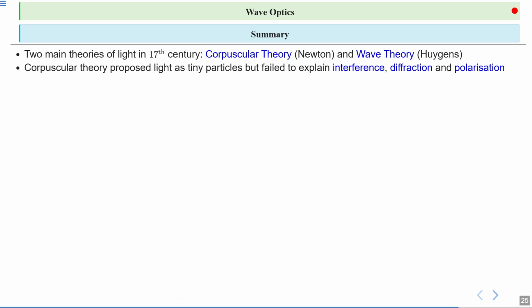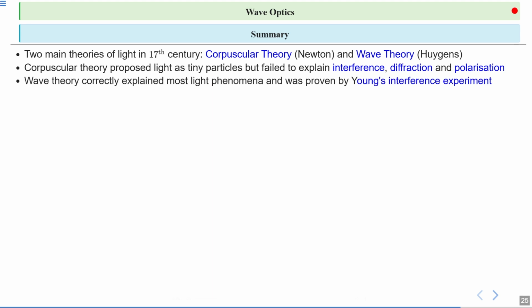The corpuscular theory proposed by Newton suggested that light consists of tiny particles. However, this theory struggled to explain certain phenomena like interference, diffraction, and polarization. In contrast, the wave theory proposed by Huygens provided an explanation for many light phenomena. This theory was validated by Young's interference experiment, which demonstrated the wave nature of light.